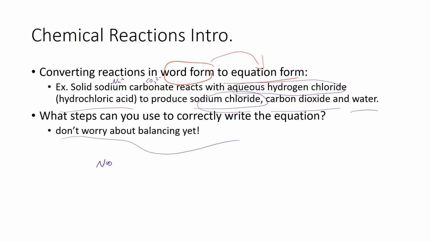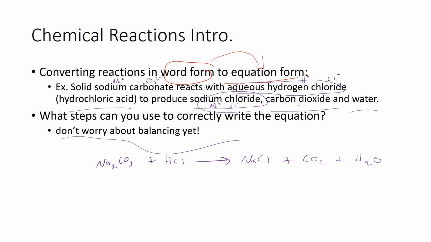So this is H plus Cl minus, one of each. So this is HCl. Okay, to produce or yielding sodium chloride. So Na plus Cl minus, so that's NaCl, and carbon dioxide. So the di there, this is a molecular compound, CO2, and water. And we should all know the formula for water is H2O.